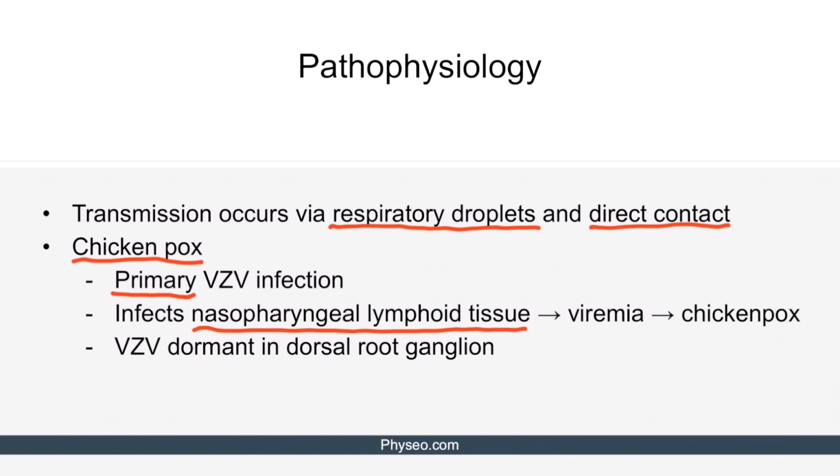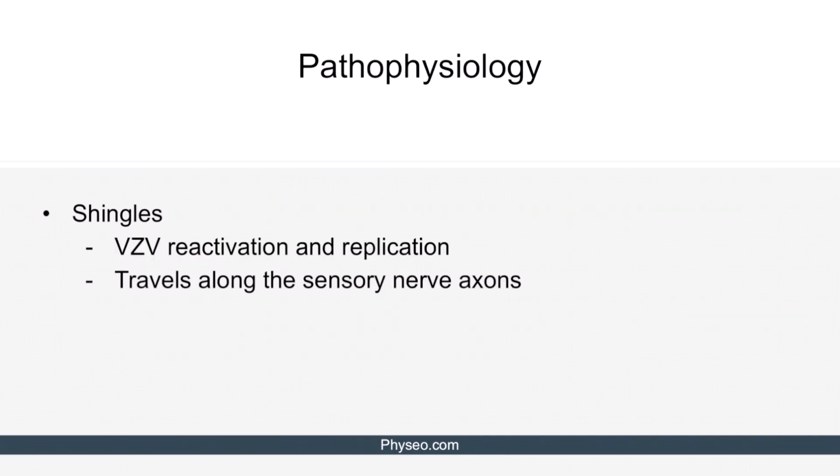After the initial infection and recovery, varicella zoster virus, VZV, remains dormant in the dorsal root ganglion, as we mentioned a moment ago. Virus reactivation and replication occurs many years after that primary infection, and it's due to the various etiologies we discussed before. Basically, anything that can increase the risk of virus reactivation, like immunosuppression. So, once reactivated, the virus then travels along the sensory nerve axons and causes a rash along an involved dermatome.